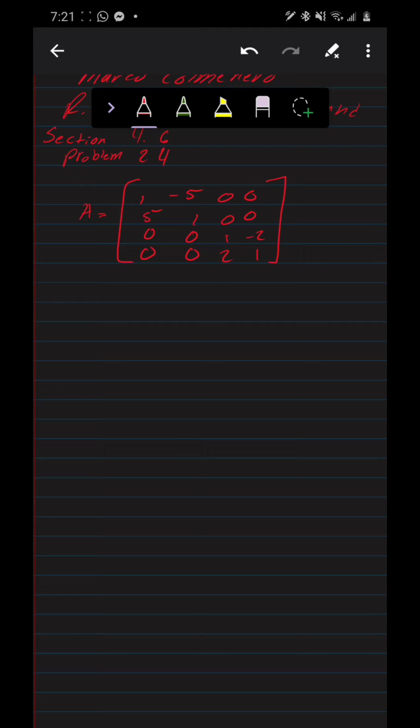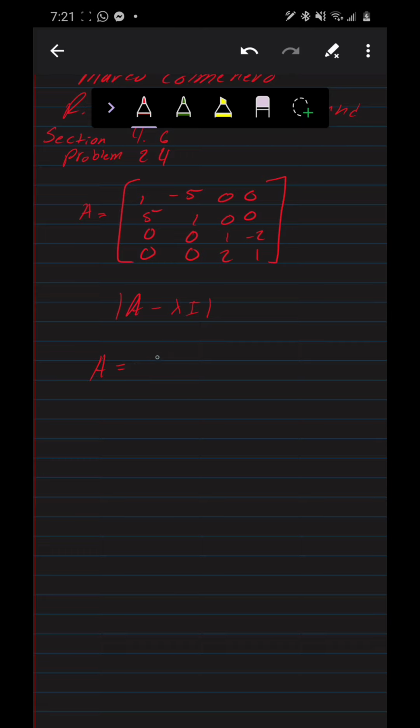First of all, we're trying to find the eigenvalues. To do this, we have to use the formula A minus the eigenvalue times I, and we're going to do it diagonally. So it's going to be 1, 1, 1, and 1 for this question.